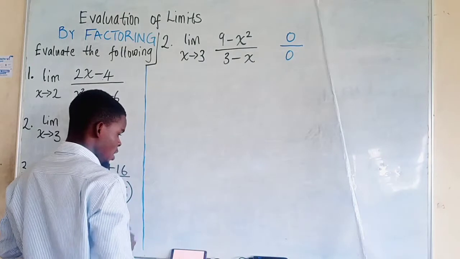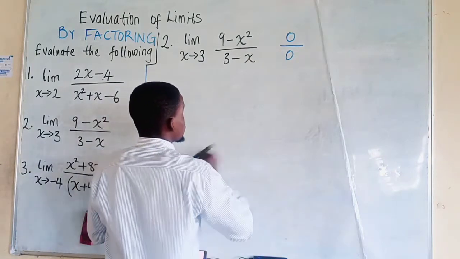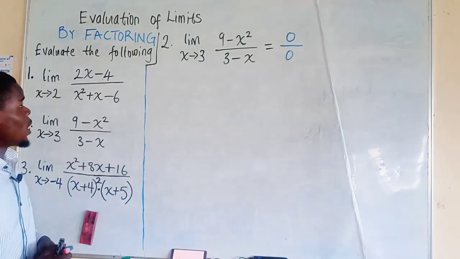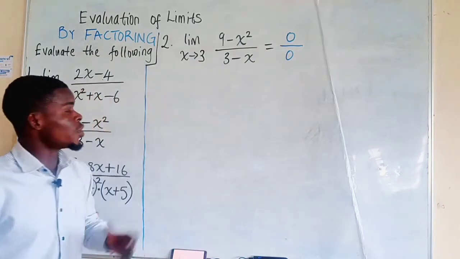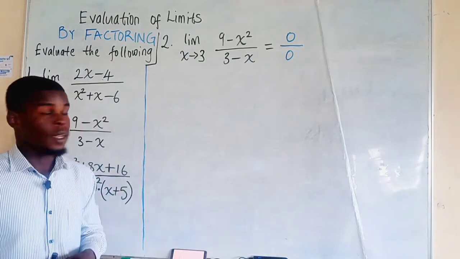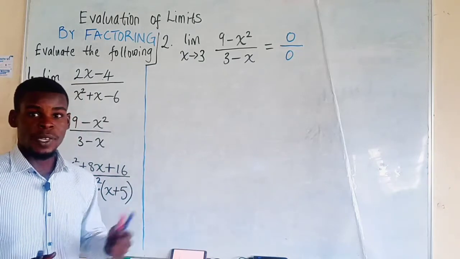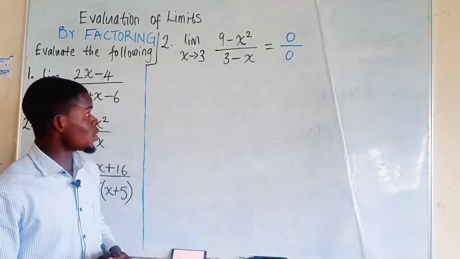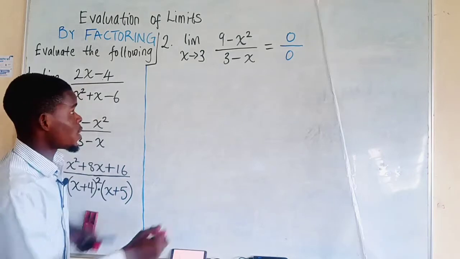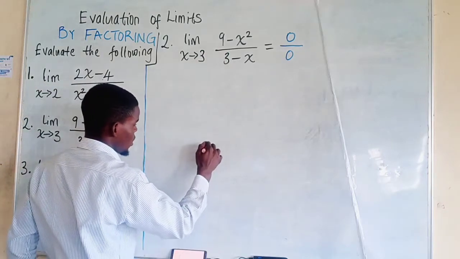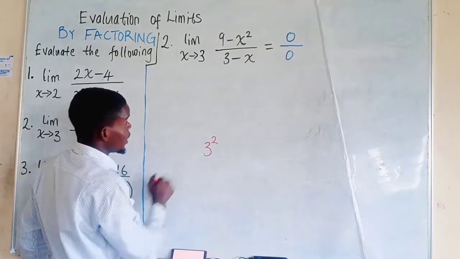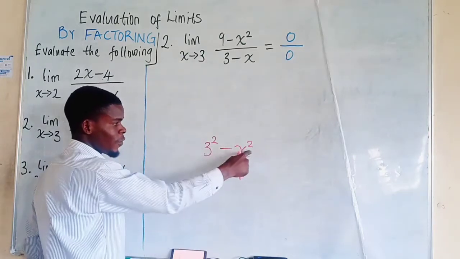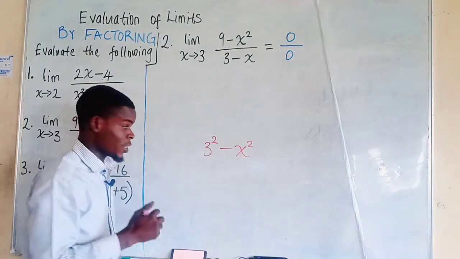Okay, again, we're having an indeterminate form, which we do not want, so we need to do more work. Good. And that will be by factoring. In the numerator, that's a quadratic expression, so we can factorize that. Good enough, we can change that to a certain form. We call that difference of two squares. Now look at this 9, it's the same thing as 3 raised to power 2, and then minus x squared. So this is a perfect square and this is a perfect square. So we have difference of two perfect squares.